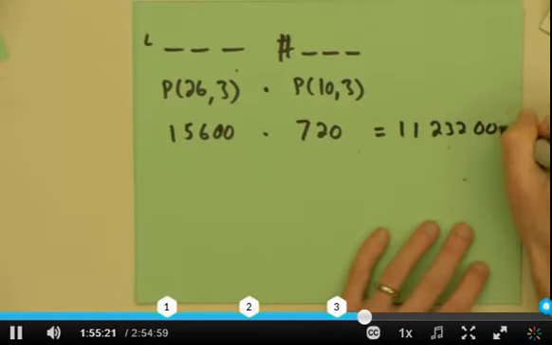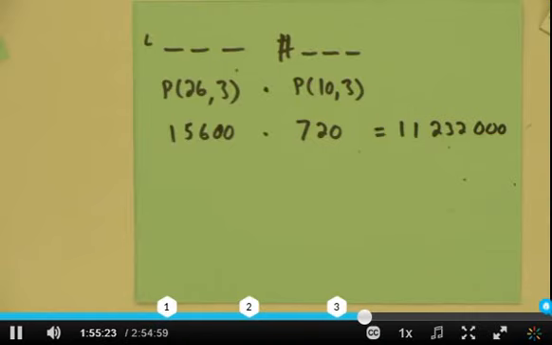11,232,000. That's a lot of license plates. All right, questions about that? That's permutations.